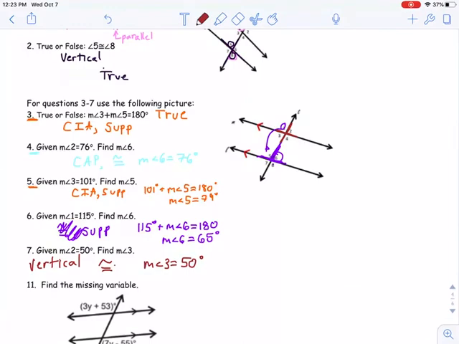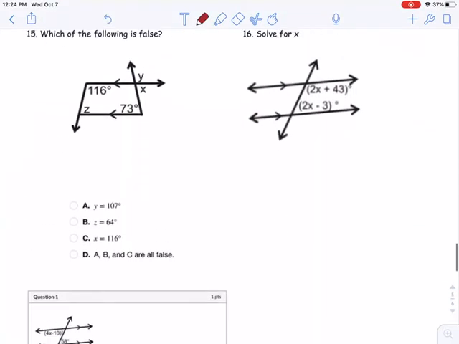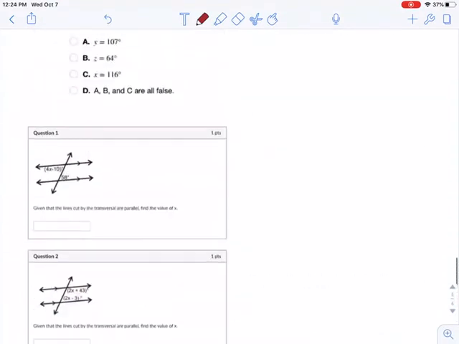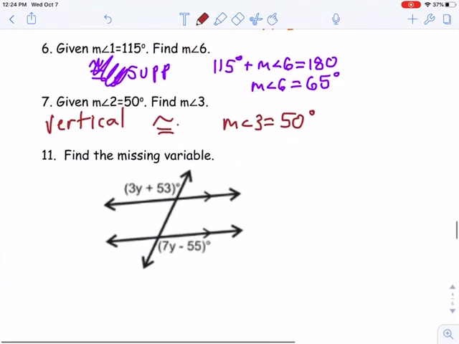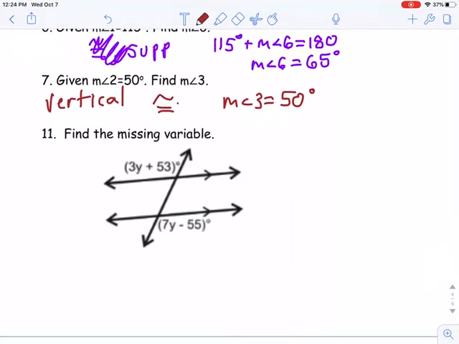All right. 3 more problems, and then you got some Canvas stuff to follow up with. Neat. All right, find the missing variable. Again, emphasize the angles we're talking about.